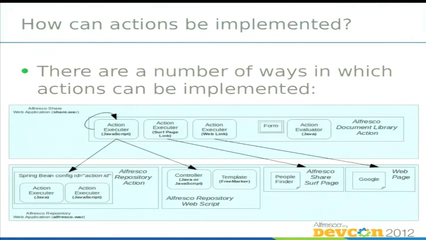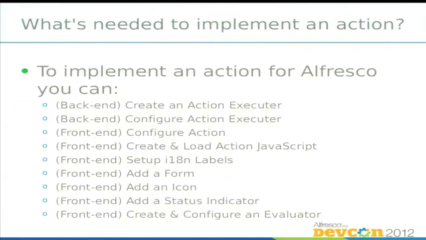And you can just call a regular web page on the internet, for example, Google. You can also call a page inside Share. So that's basically 3 different ways of implementing a document library action. A document library action can use a form to collect some data from the user. It can also use evaluators to see if it should be displayed and so on. That's what we're going to dig into a little bit now.